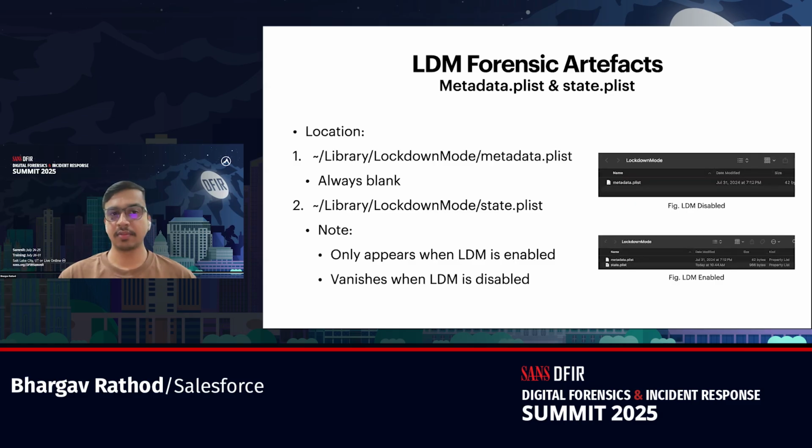Then this is one of the interesting artifacts which I encountered while testing with macOS. There is this metadata.plist file, which is always present. And I don't know why, but for some reason, it is always blank. It does not contain any content. But once you enable the lockdown mode, the state.plist file gets into this directory called lockdown mode. And if you disable the lockdown mode, the state.plist just vanishes. This is a very good indication that yes, the lockdown mode was actually enabled.